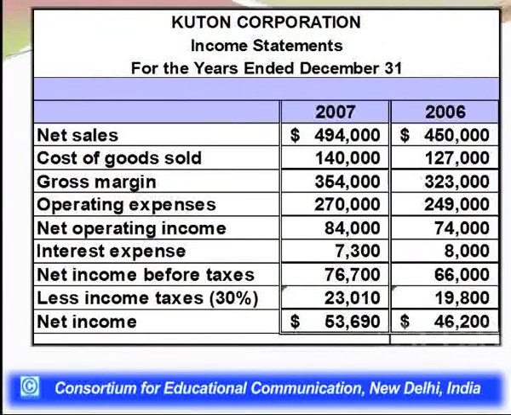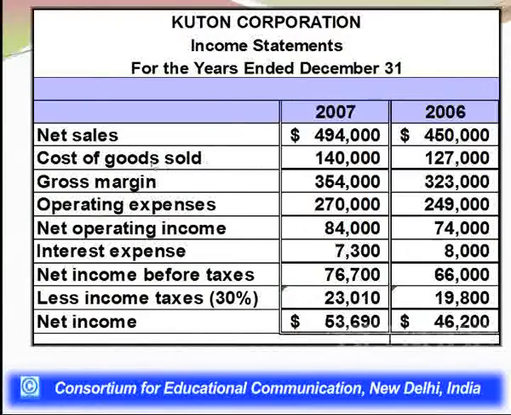The income statement for this company is for the year ending 31st December 2006 and 2007, as is clear on the slide. The first row is showing the net sales, and net sales for 2006 was 450,000, and for 2007 it is 494,000. So which means 4,94,000.